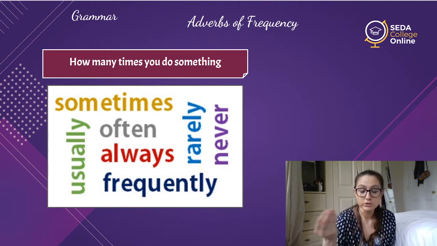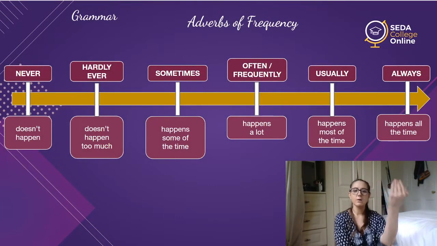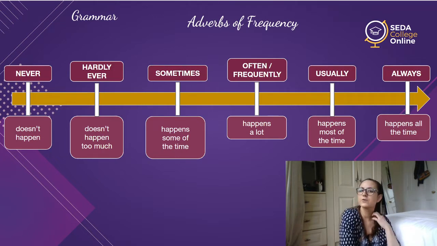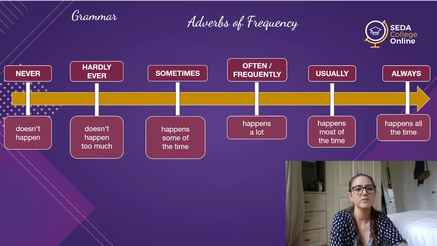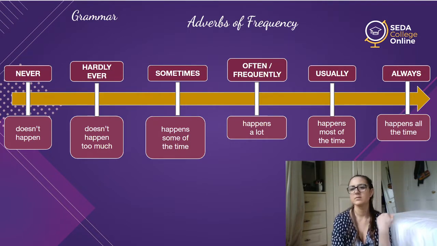And I'll teach you. I'll show you now. Here they are, all of them and how many times they happen. So let's go from never to always. We have here never. It doesn't happen. Something does not happen at all.